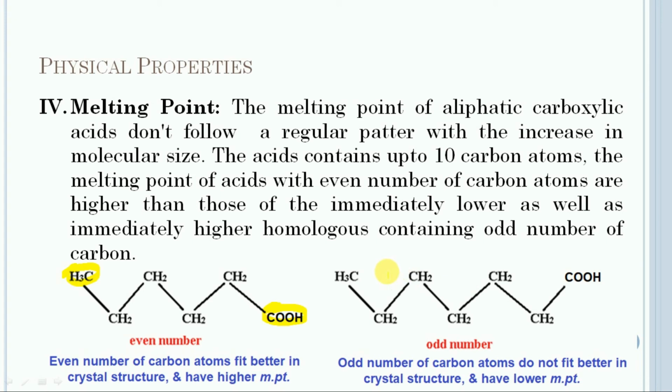So this is the carboxylic acid with an odd number of carbons, having them on the same side. So in other words, we can say that the carboxylic acids with an even number of carbons will fit better in their crystal structure, so they will have a high melting point, while the carboxylic acids with an odd number of carbon atoms do not fit better in the crystal lattice and have lower melting points.